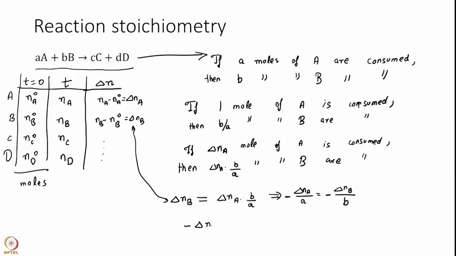So, you can work the same thing out for C and D as well, and by convention then what we write is delta Na over A equal to minus delta Nb over B. This is equal to delta Nc over C equal to delta Nd over D. I am not working out the C and D part explicitly, but you can easily work it out following the same logic.